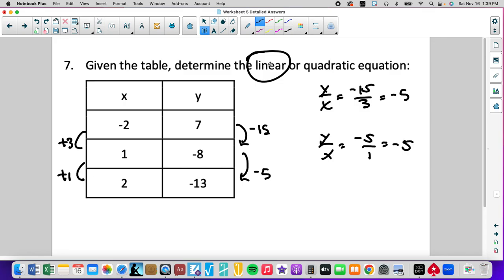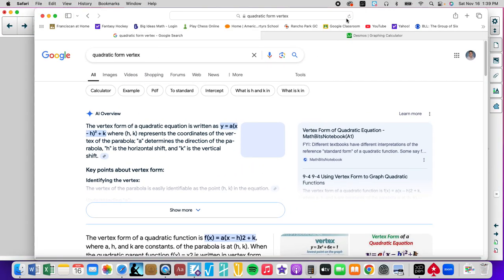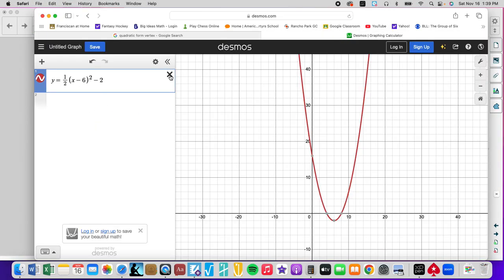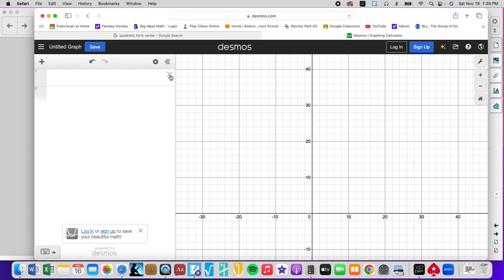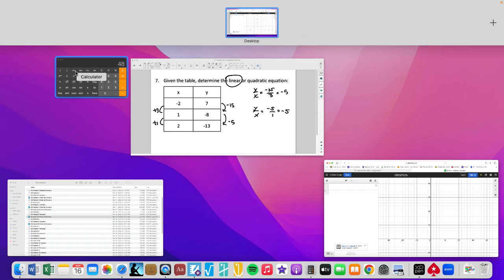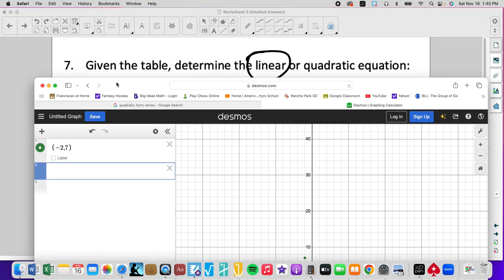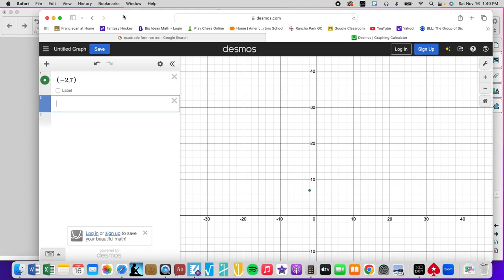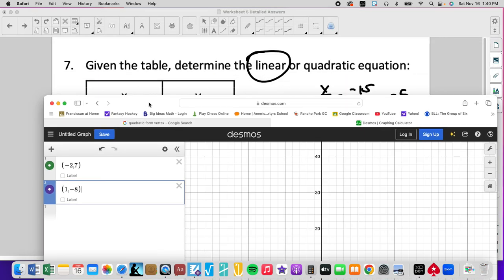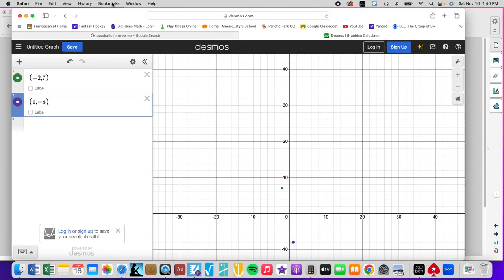And if we plotted those points on a graph, we would notice that they would create a straight line. Let's show that in Desmos. If we make a point, what are my points again? -2, 7, then 1, -8, and then my third point is 2, -13.